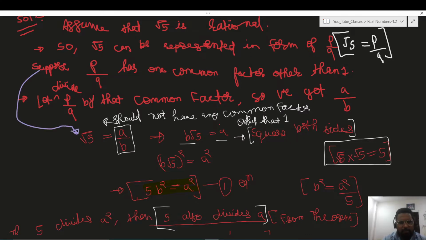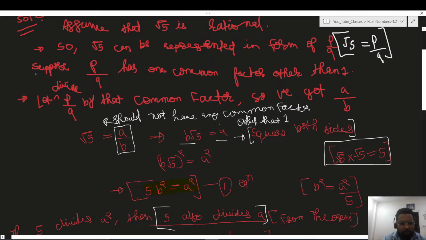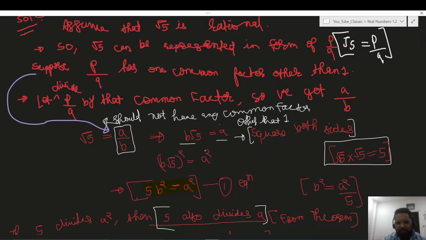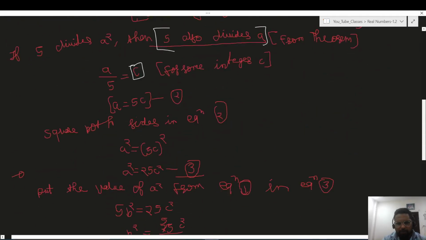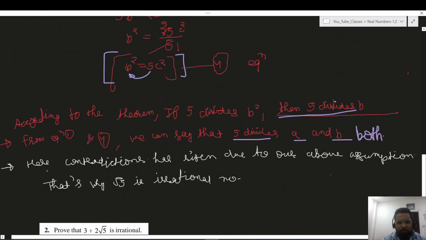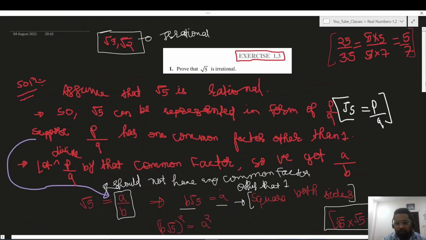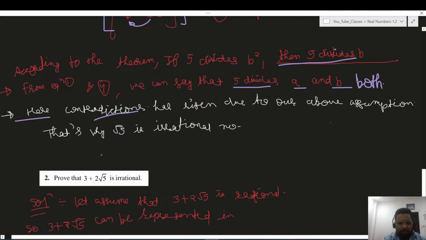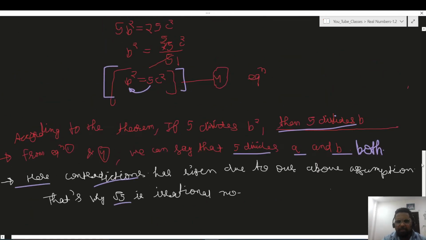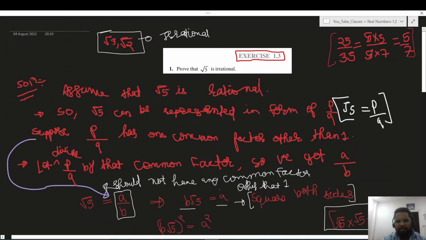According to this statement, this p upon q should not have any common factor. But here we can see we got one more common factor. So here a contradiction has arisen due to our wrong assumption, which is wrong here. That's why we can say root 5 is an irrational number. In this way we can prove that root 5 is an irrational number.